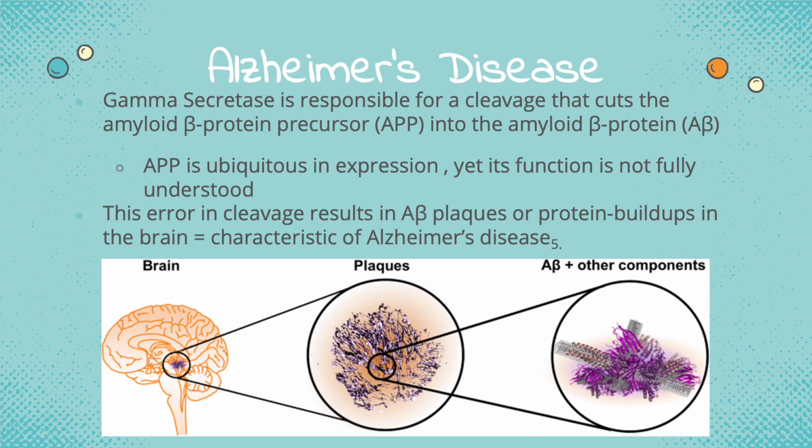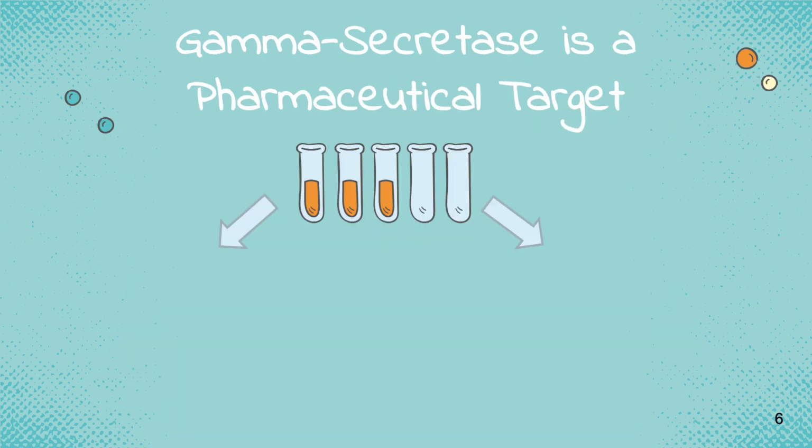Gamma-secretase is also involved in Alzheimer's disease, specifically in the cleavage of the APP protein into the amyloid beta protein. And these amyloid beta proteins stick together and make these neurogenic plaques that are characteristic of Alzheimer's disease and essentially cause the brain tissue to die, as you can see in the picture below.